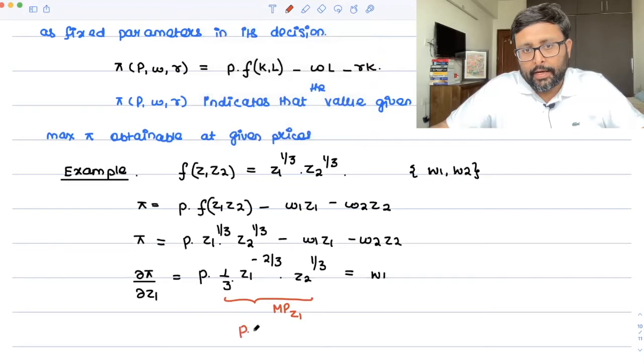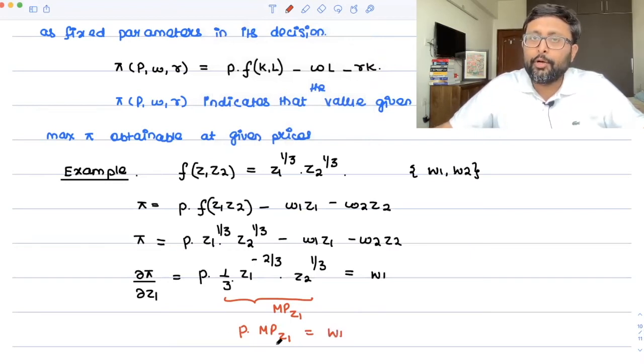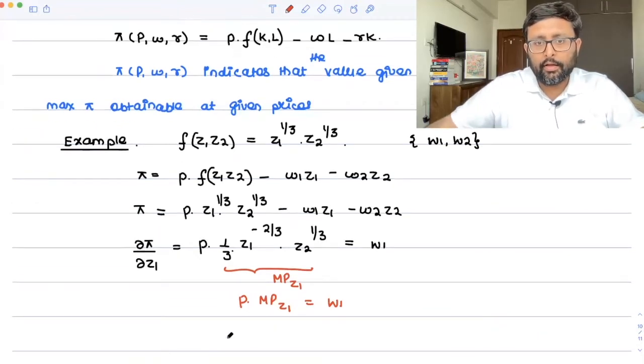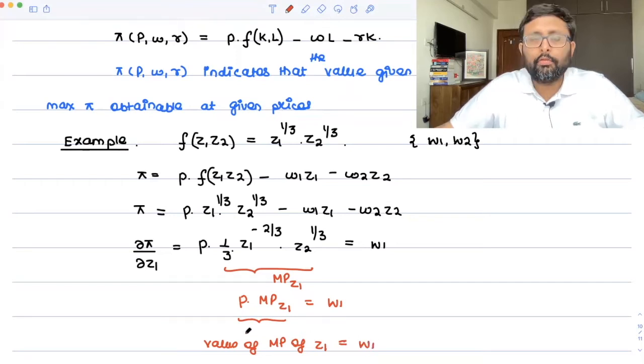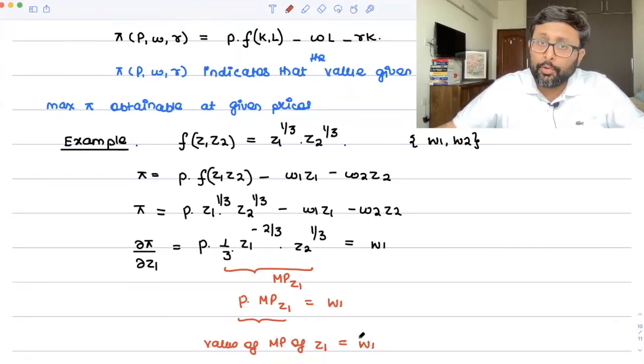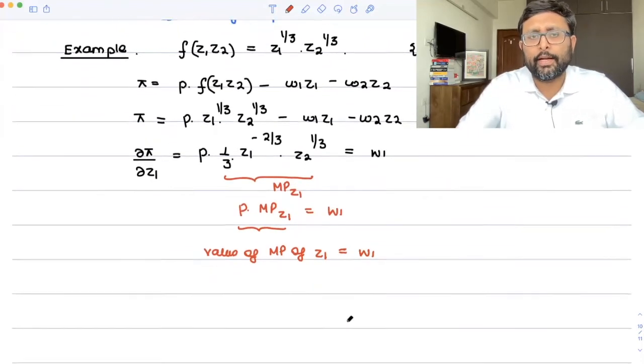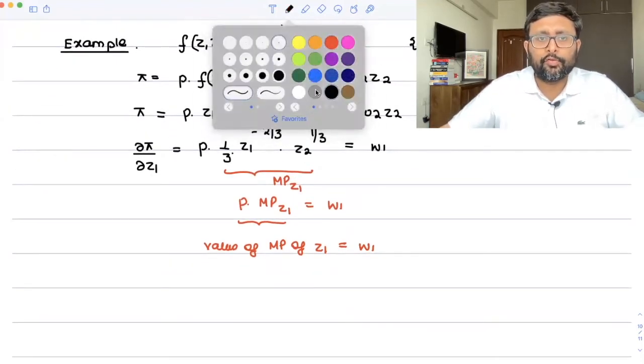So P into the marginal productivity of Z1 is equal to W1. See, whenever you multiply anything with P, it gives you the value. So this is nothing but the value of marginal product of Z1. So you'll be employing Z1 till the point where VMP is equal to W1. Okay, we'll be talking about that later as well, but just for the sake of knowledge, you should know it right away.